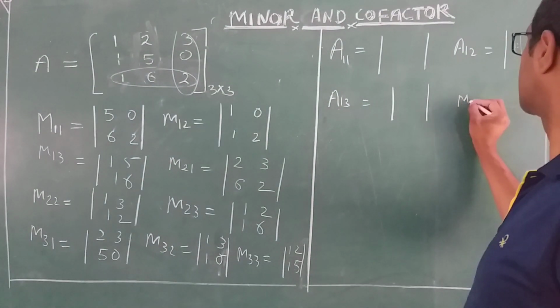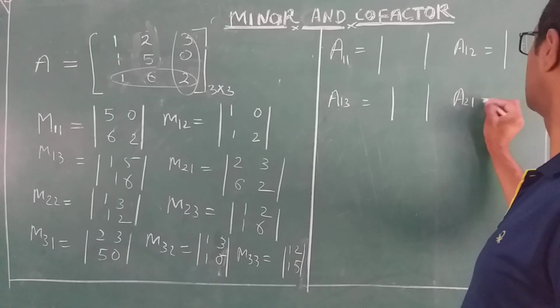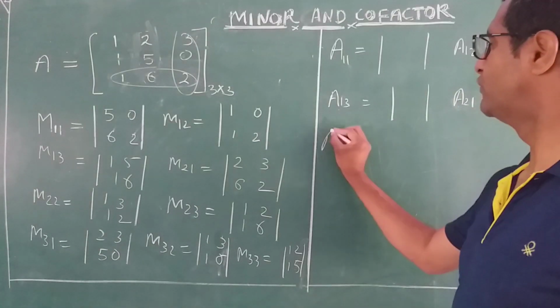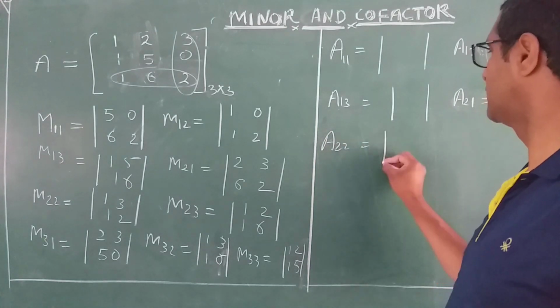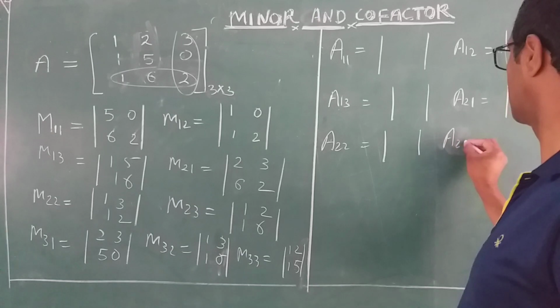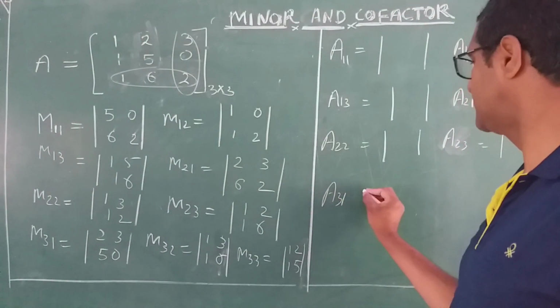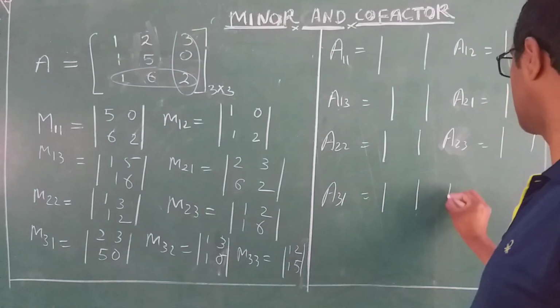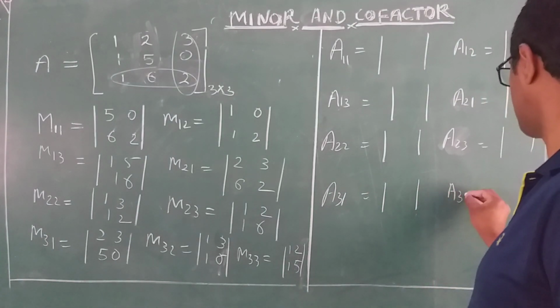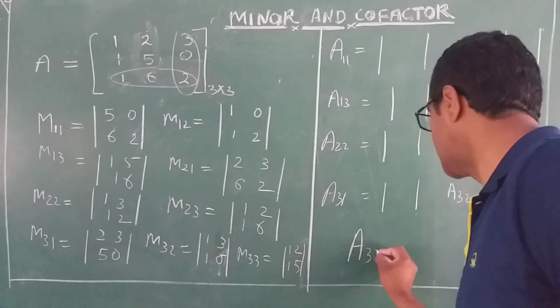Like minor, A21, A22, A23, A31, A32, A33.